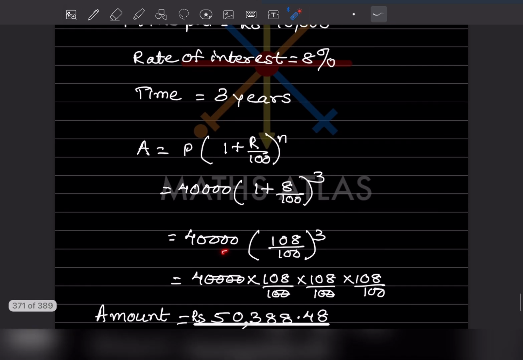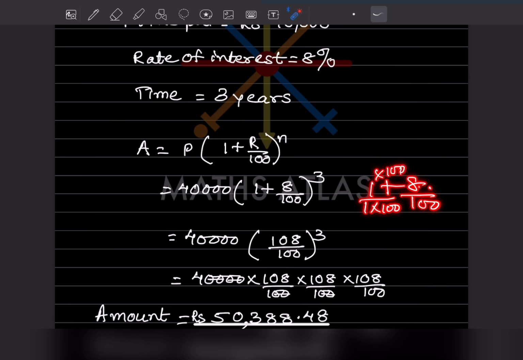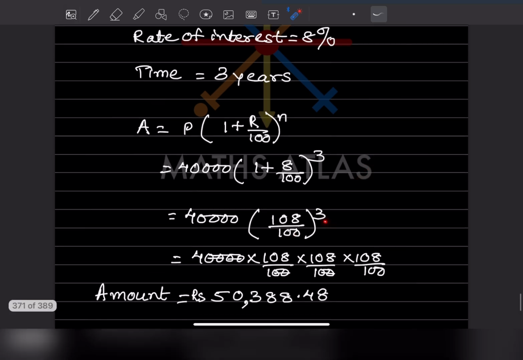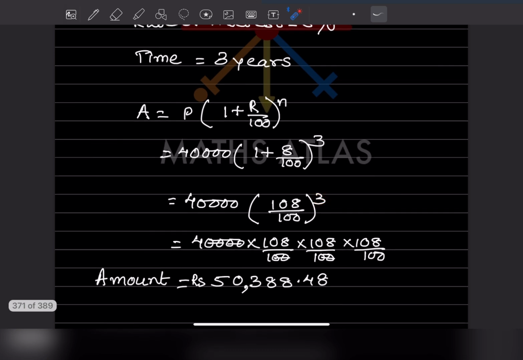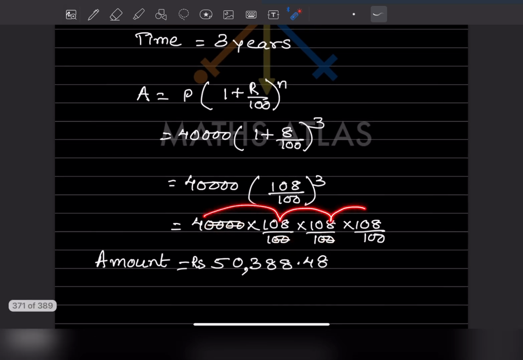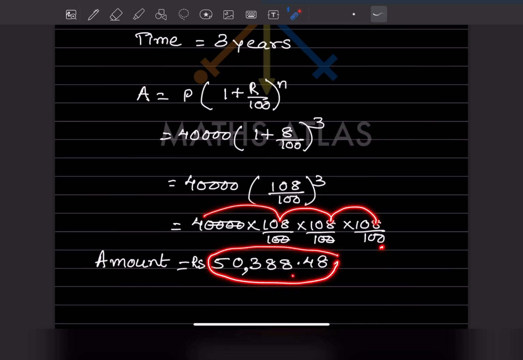So 40,000. Now 1 plus 8 by 100, the LCM is 100, so 100 plus 8 will be 108 by 100 raised to 3. This 3 means you have to multiply this 3 times: 40,000 into 108 by 100, multiplied 3 times. These 2 zeros get cut, these 2 zeros get cut. When you multiply and divide by 100, you get 50,388.48. That is A, the amount.